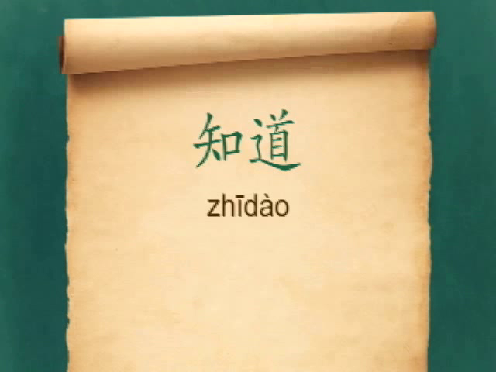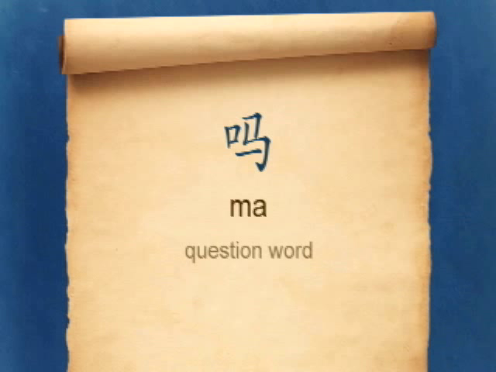Our last word in the list is a question word, 吗. Ma is said with a neutral tone. Listen. Ma. Ma. Ma. Now, say it with me three times. You can form a yes or no question by adding ma to the end of the statement. We'll learn more about ma later.